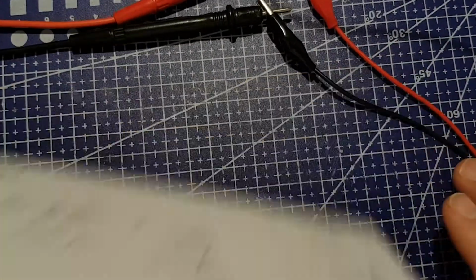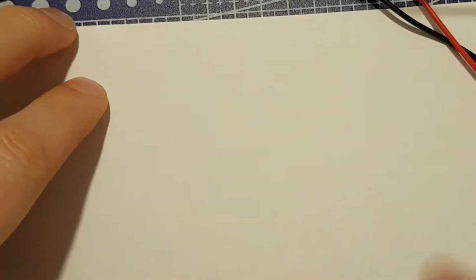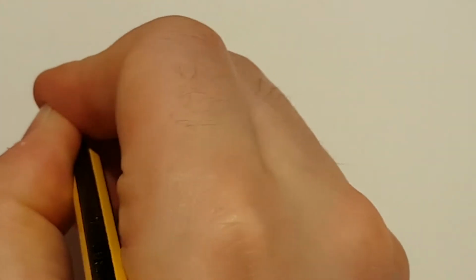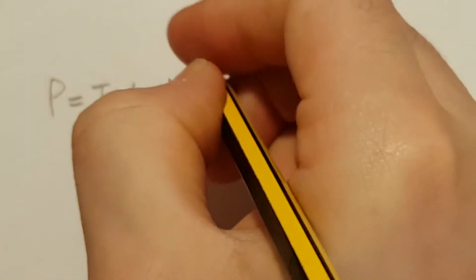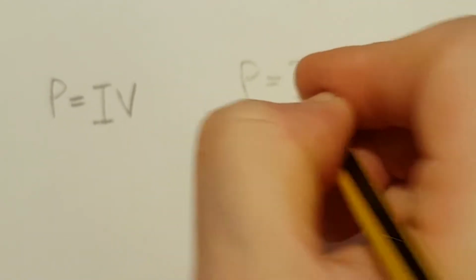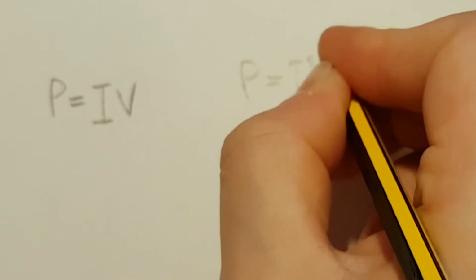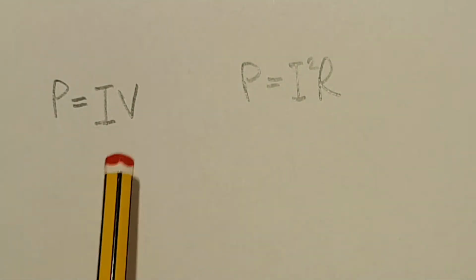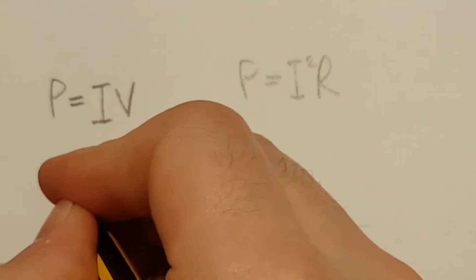Now, hand in hand with Ohm's law is the power equation, and you can also use the triangle for this as well, just to make it a bit easier for you. So the power equation is P equals IV, or you can also write it as P equals I squared R, but I prefer P equals IV because we can put this in our triangle.